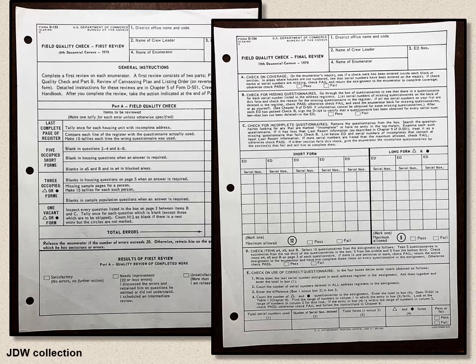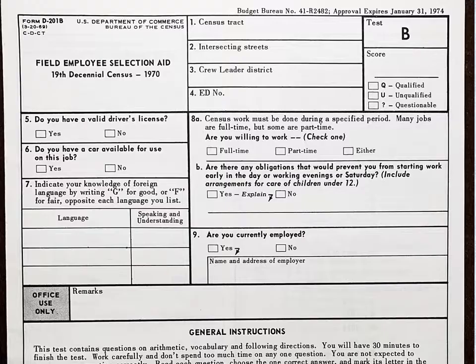The enumerator couldn't get paid until the crew leader signed off that he did an adequate job. And then the crew leader could hire enumerators. In order to do that, there were some very specific things that had to be done, including giving the potential enumerator an exam. This is test B on the upper right.